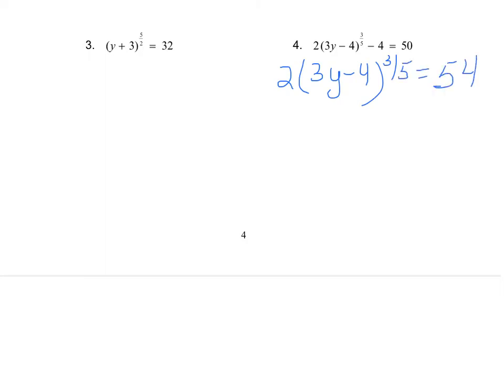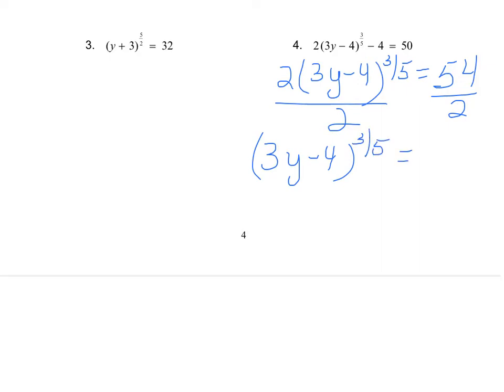Still don't have that base isolated, so we're going to actually divide each side by 2. And we're going to end up with 3y minus 4, the whole thing raised to the 3/5 power, equals, on the calculator, 54 divided by 2 is 27. Now our base is isolated with the exponent. Remember, in this case, the base is a binomial. It's encased in parentheses because the whole parentheses, what's inside, is being raised to the 3/5 power.